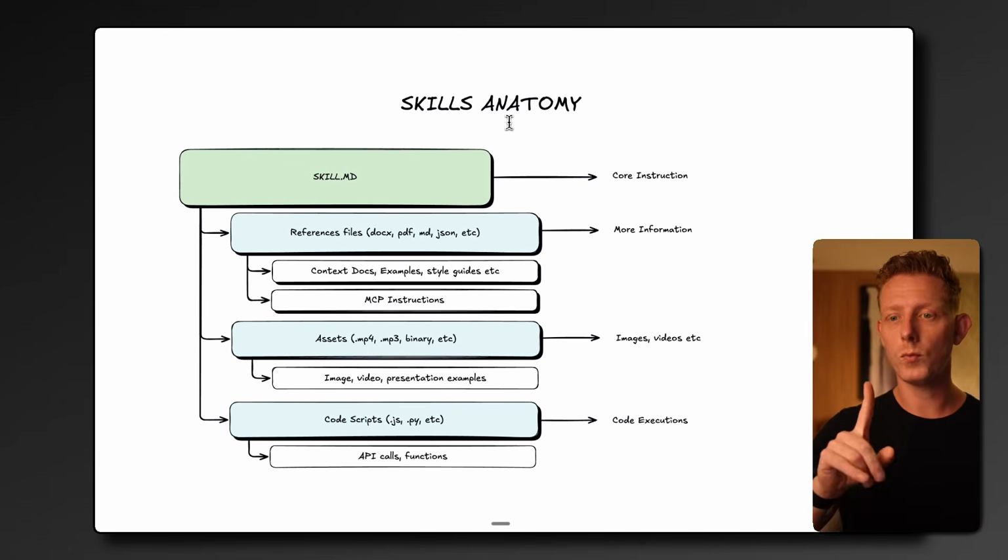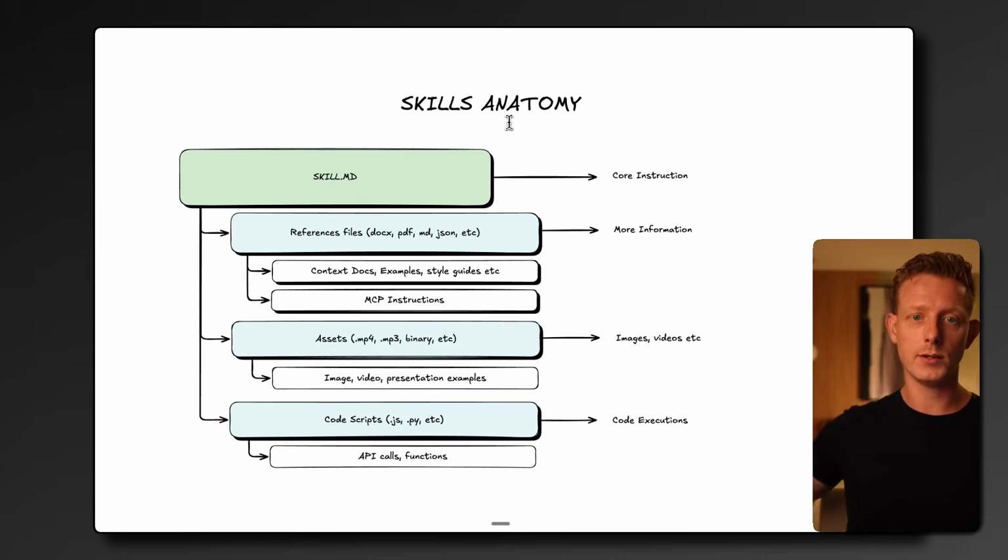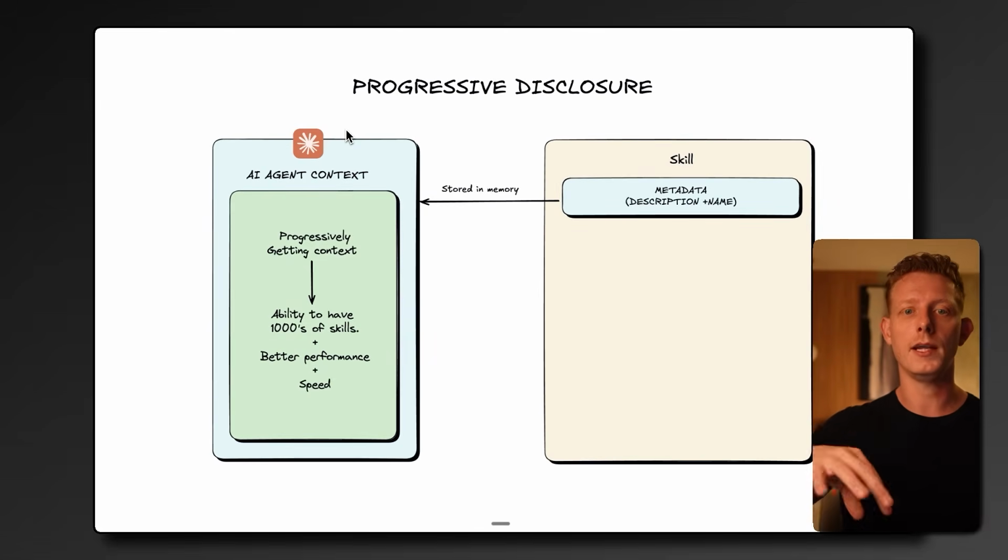But how are we able to give one AI agent access to thousands of these skills, feed it all of these documents, without overloading it with context? Now, this is done through a process called progressive disclosure. It sounds complicated, but it's not.